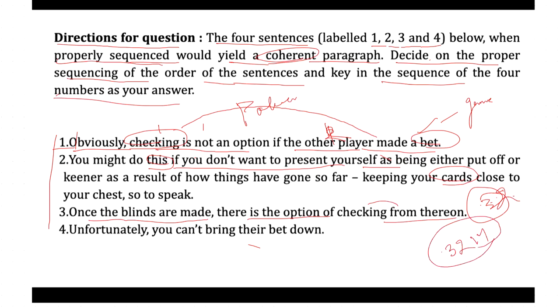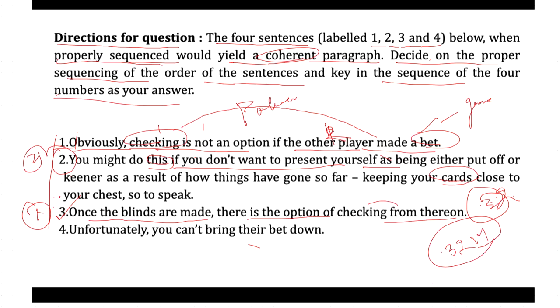Because of the idea I have pointed out, sentence three introduces the concept of checking in poker after the blinds have been made, setting the context for the paragraph. Sentence two after that clearly elaborates on why someone might choose to check, emphasizing the strategic aspect of keeping intentions hidden and maintaining a neutral position.